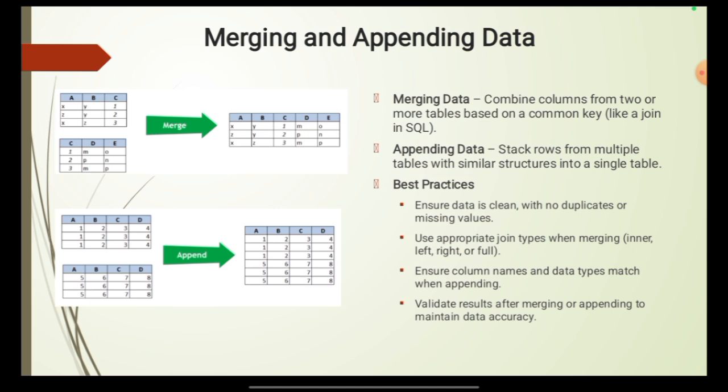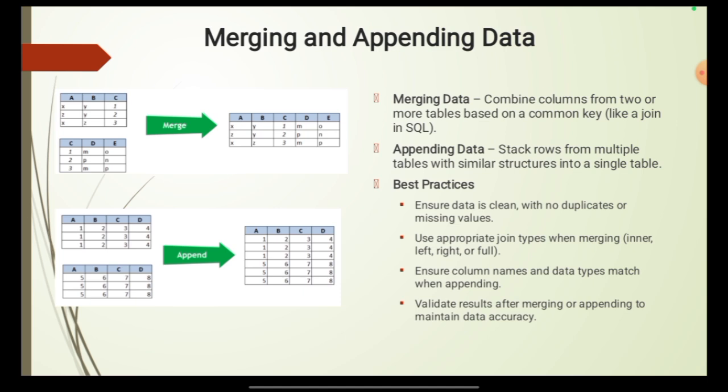The first image shows merging data in Power Query. Two tables are shown. The first table contains columns A, B and C, while the second table contains columns C, D and E. The merge operation is based on the common column C. After merging, the resulting table combines all columns A, B, C, D, E. By aligning rows based on matching values in column C, this is similar to performing an inner join in SQL, where only matching rows from both tables are retained.